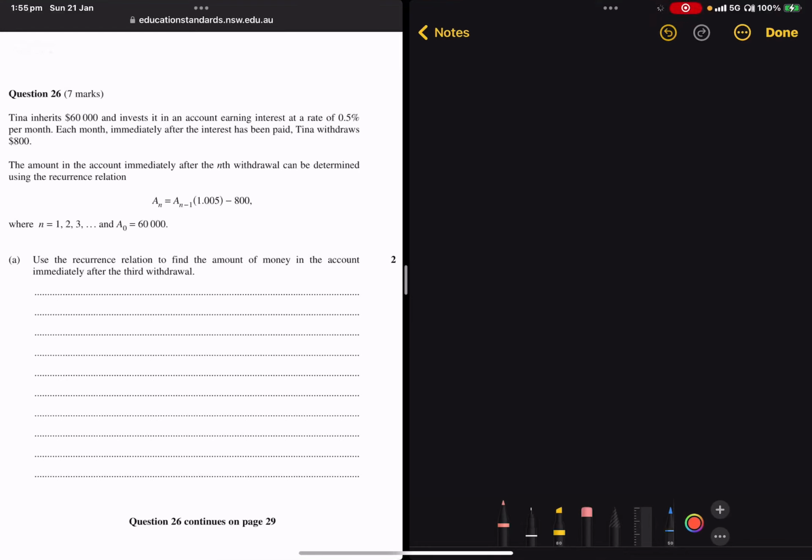So now we're going to have a look at another question from the 2020 HSC Advanced Maths paper. This is question 26. It's a finance question, a financial mathematics question.